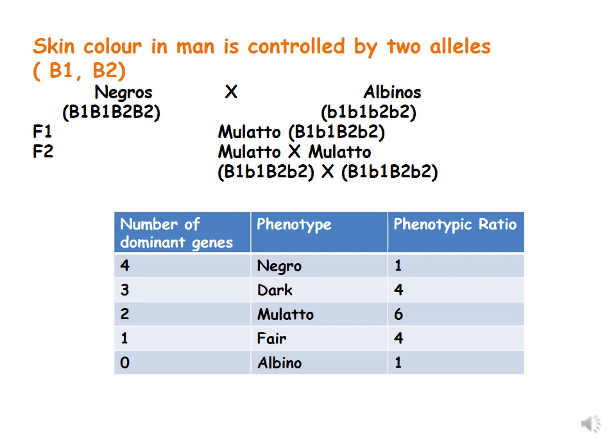Let us understand polygenic inheritance with the help of skin color in man. For simplicity, I have taken it as controlled by two pairs of alleles, and there is interbreeding between Negroes and albinos, so Mulatto is produced. This table represents the number of dominant alleles with respect to the phenotype observed. When the number of dominant alleles is 4, the phenotype is Negro and the phenotypic ratio is 1. When the number of dominant alleles is 3, the phenotype is dark and the ratio is 4, and so on. Let us see how it happens.